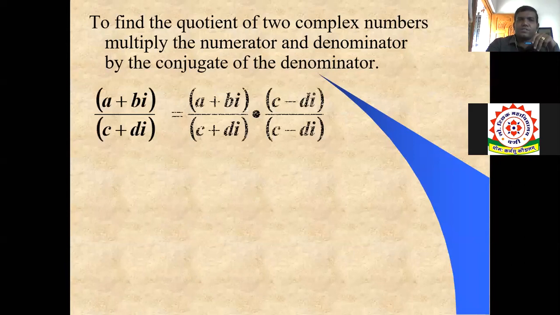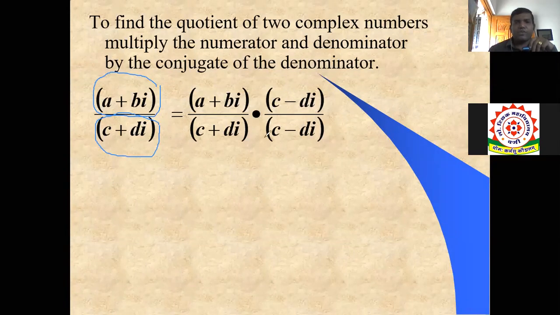Division. Simply, your two complex numbers are a plus ib and c plus id. If you have to divide a plus ib by c plus id, simply we know that a complex number and its conjugate, their product is a real number, so we multiply and divide by the conjugate of the denominator. Okay, so c minus id, divide and multiply.